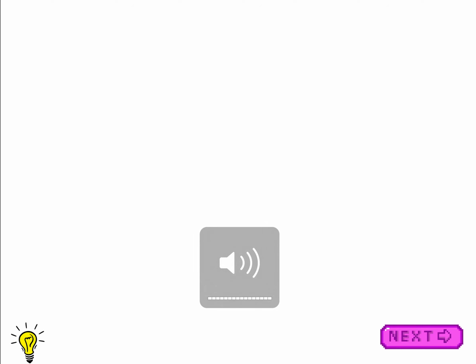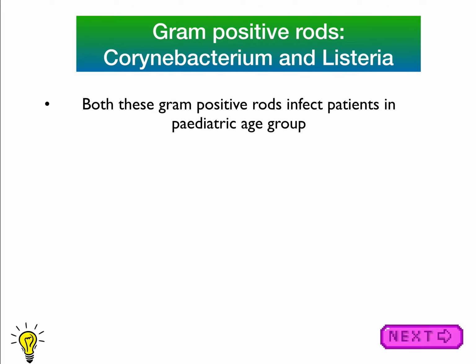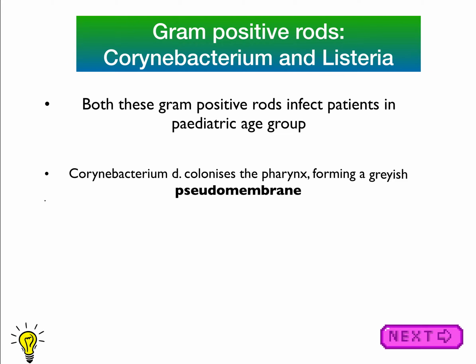Okay, so gram-positive rods, Corynebacterium and Listeria. What do they have in common? Both these gram-positive rods infect patients in the pediatric age group. And Corynebacterium diphtheria especially, you need to understand this very, very well.